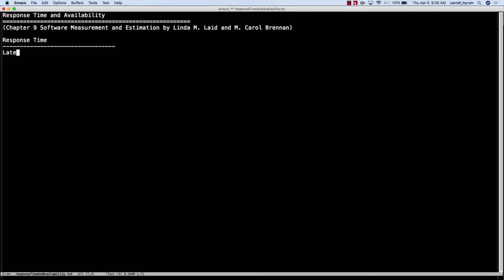Okay, so response time is really a latency metric. All right, let's make sure we define terms. What does latency mean?